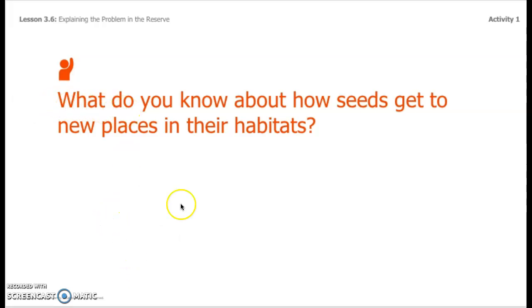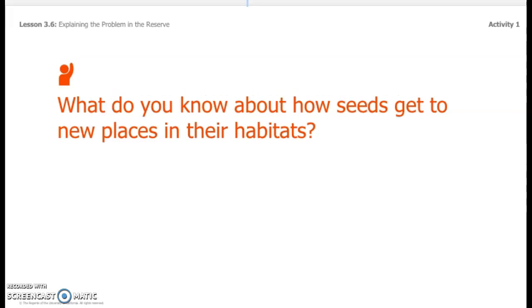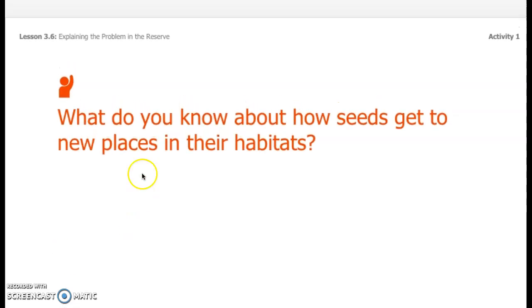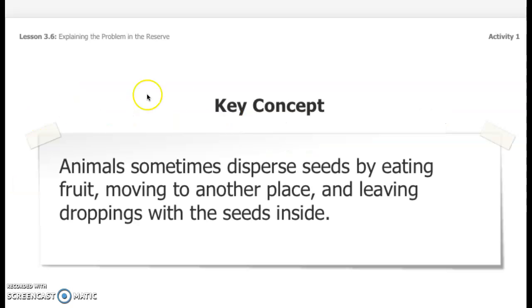What do you know about how seeds get to new places in their habitat? So let's take a second to think. What do you know? What happens? What do animals do? They first eat the seeds, and then they move from place to place, right? So, key concept. Animals sometimes disperse seeds by eating fruit, moving to another place, and leaving droppings with the seeds inside.